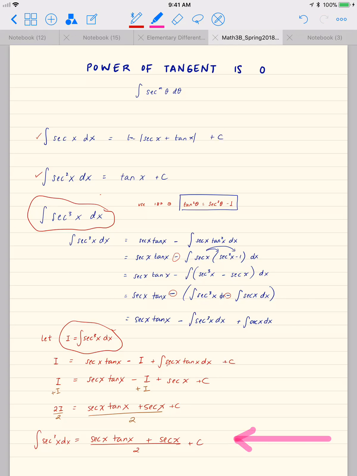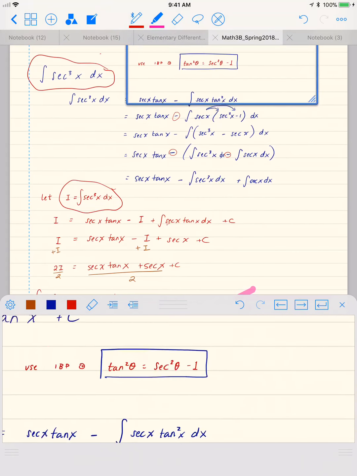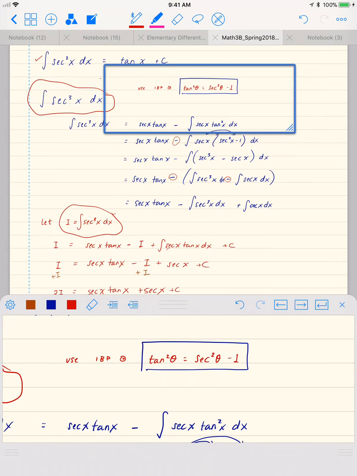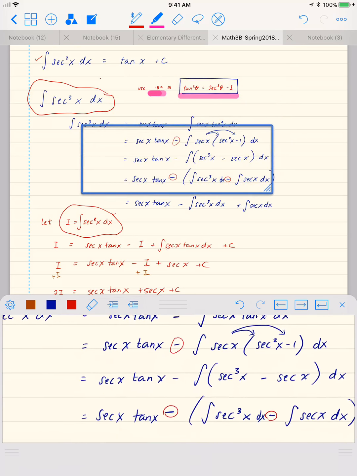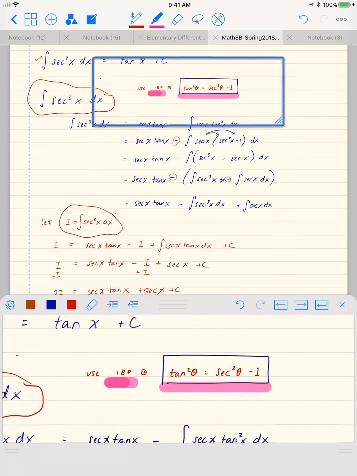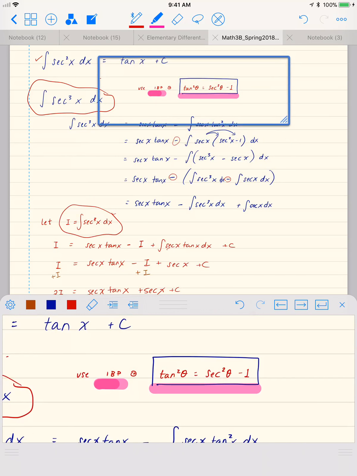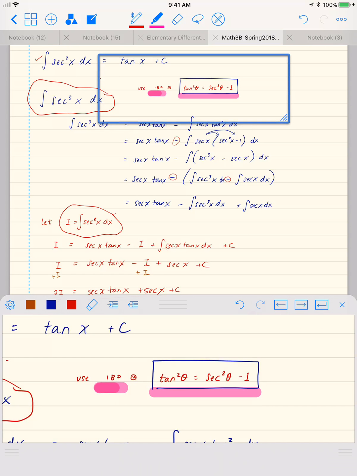And so again, in general, if you're trying to integrate just a power of secant and the power is greater than or equal to 3, the method is going to be to use integration by parts along with this Pythagorean identity. And when you use integration by parts, you're going to pull off secant squared dx, and secant squared dx is going to be your dv.